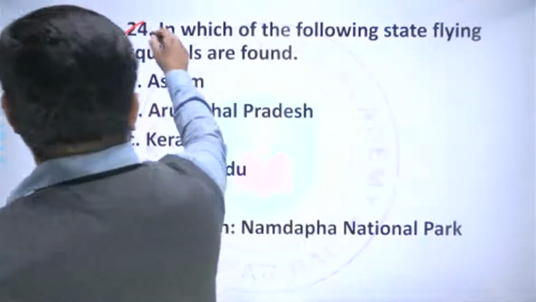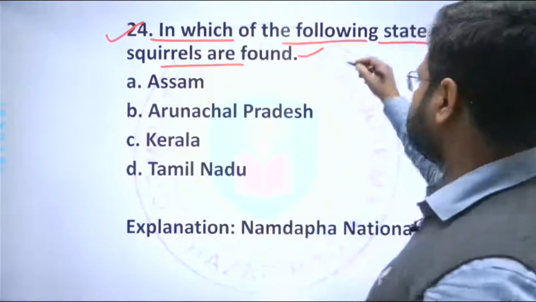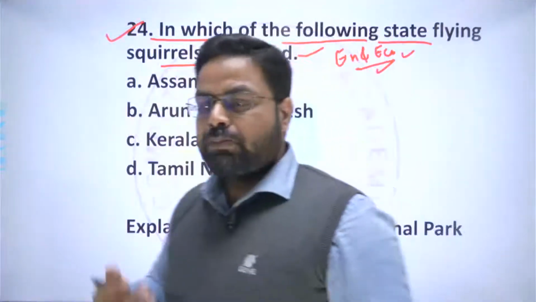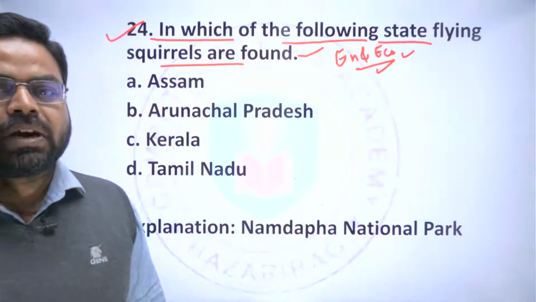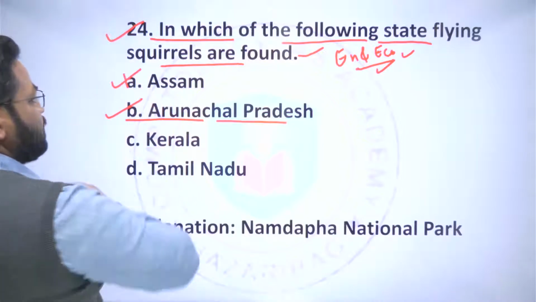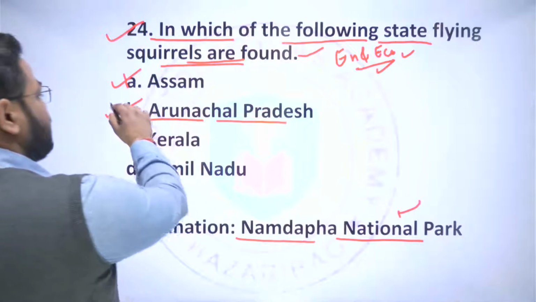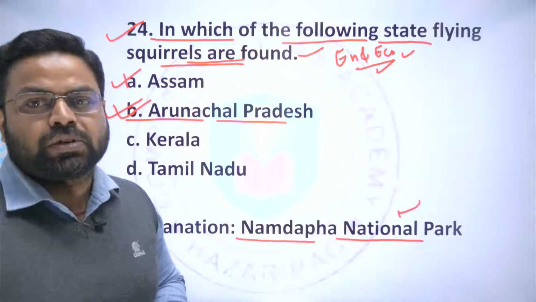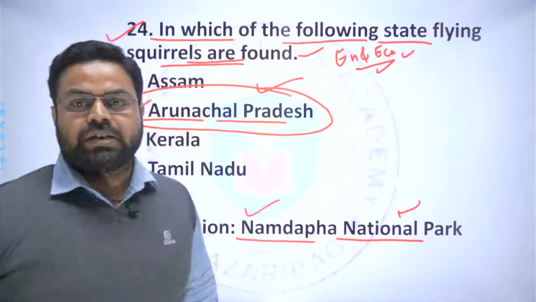The next question was, in which of the following states are flying squirrels found? Simple question, from environment and ecology, right? And here the students do what? They don't go through the proper map of the national parks and the major species found in those national parks. Here the answer will be B, that is Arunachal Pradesh, because Assam is not the place where it is found. Basically, flying squirrels are found in the Namdapha National Park, located in Arunachal Pradesh. Some species of flying squirrels are found in some other states, but their number is not so high. Their major abode is Arunachal Pradesh, in Namdapha National Park, right?